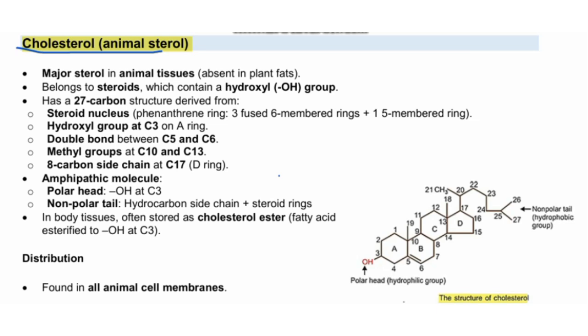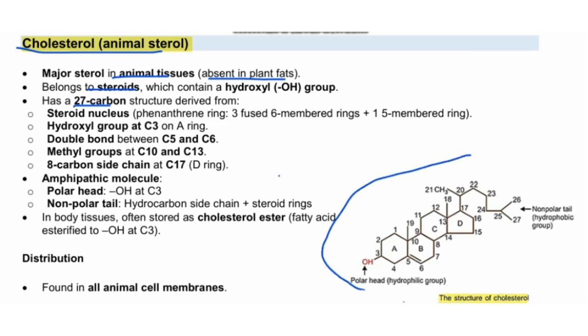Cholesterol. So, cholesterol is classified as an animal sterol, which means it's a type of sterol, a lipid molecule found primarily in animal tissues. It is not significantly found in plant fats, so it's unique to animals. Now, what makes cholesterol special? It belongs to a group of compounds called steroids, and it has a 27 carbon structure derived from a hydrocarbon skeleton.